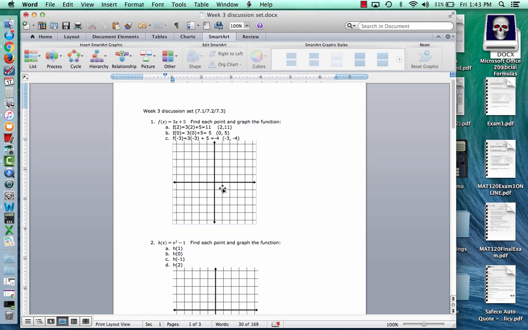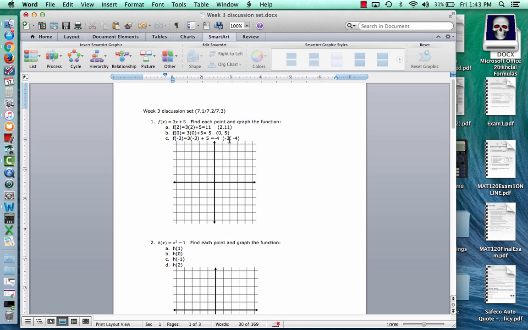So when I plot the point 2, 11, I go 2 over on the x, 1, 2, and then 11 would be just above that 10. So 2, 4, 6, 8, 10, and 11 I could plot maybe right there. So 2, 11 would be that point. 0, 5, so x is 0, so we're right here, 5. So we go up to 5, that's 2, 4, and 5 would be right there.